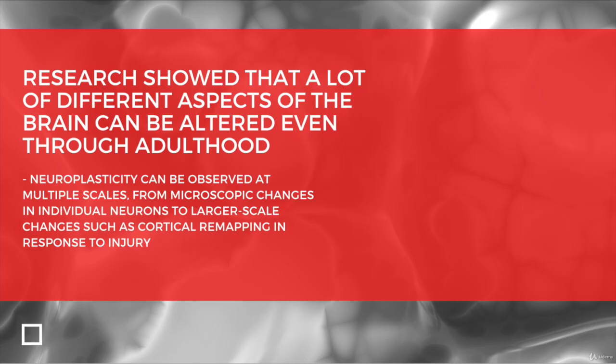However, going back to our point, research showed that a lot of different aspects of the brain can be altered even through adulthood. We already talked about this before, and we're also going to mention it later because it's one of the most essential concepts to keep in mind: no matter how old you are, you can use these methods. Neuroplasticity can be observed at multiple scales, from microscopic changes in individual neurons to larger scale changes such as cortical remapping in response to injury, and we're going to talk about cortical remapping shortly.